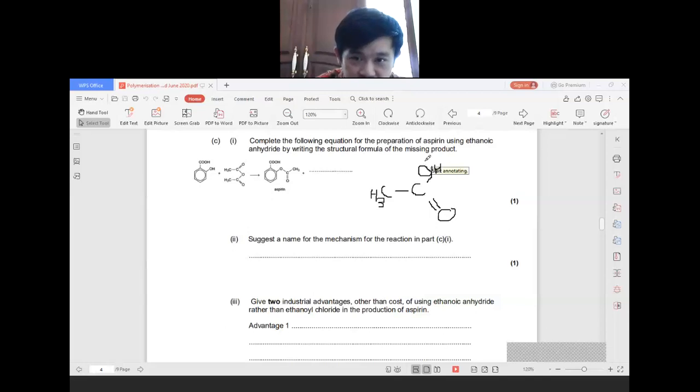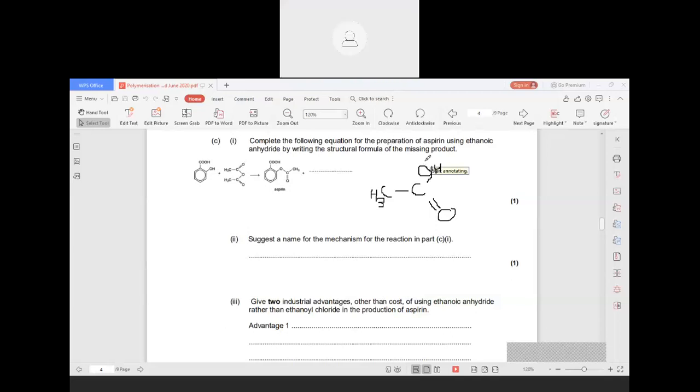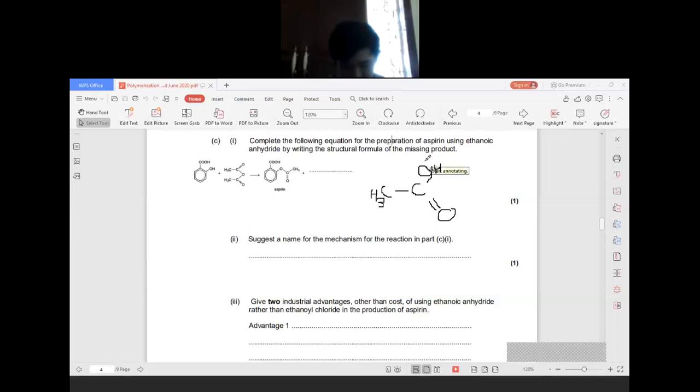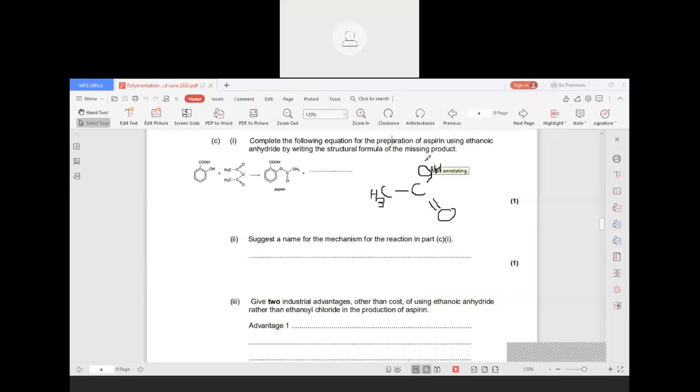Suggest a name for the mechanism for the reaction in C part 1. What is the mechanism? Condensation. No, it cannot be condensation. Hold on. H is removed from OH, so O gives its electron to H, or no, H gives its electron to O, since O is more electronegative.